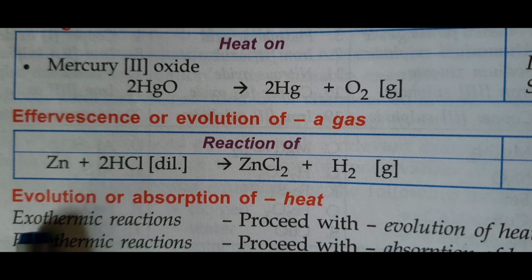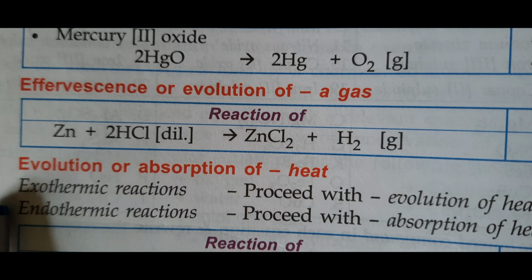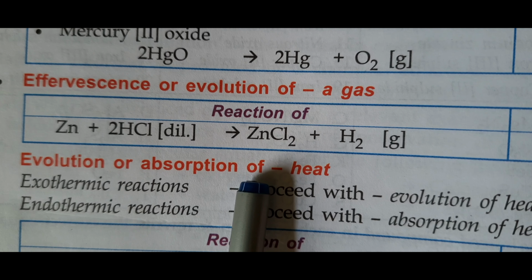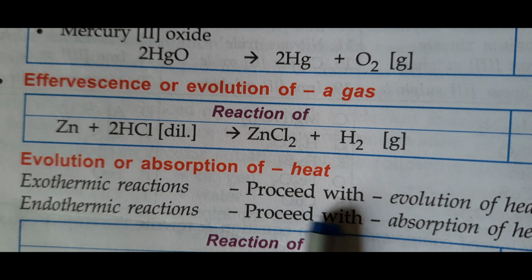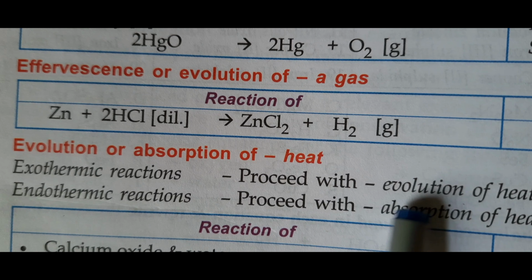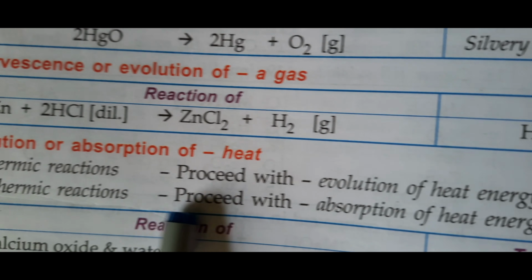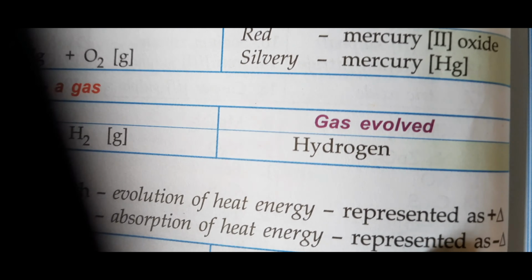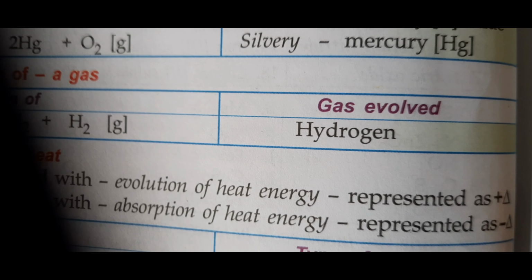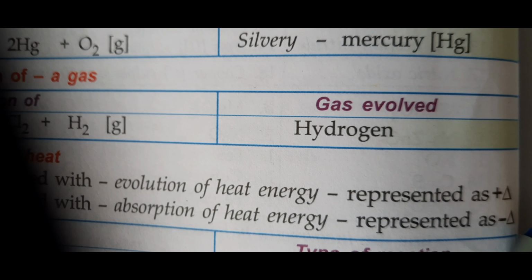Number three is evolution or absorption of heat. Sometimes heat will get evolved, sometimes the heat will get absorbed during a reaction. So if heat is evolved, that is called exothermic reaction, and it is represented by the symbol plus triangle. You can see at the corner, plus triangle.